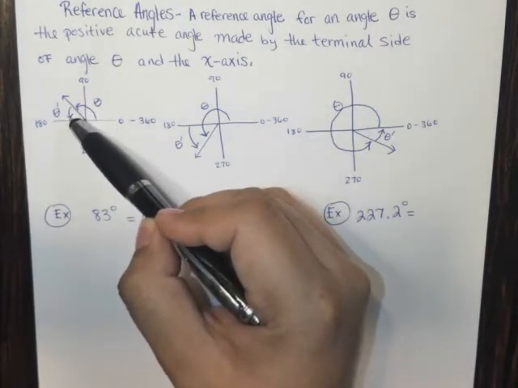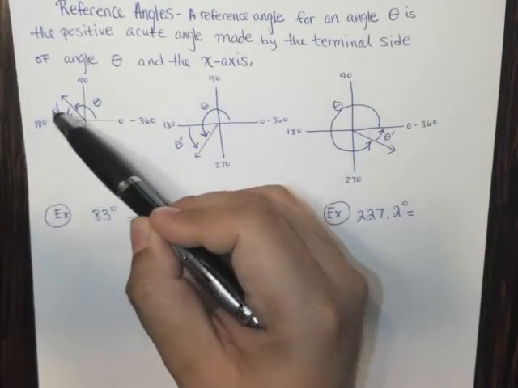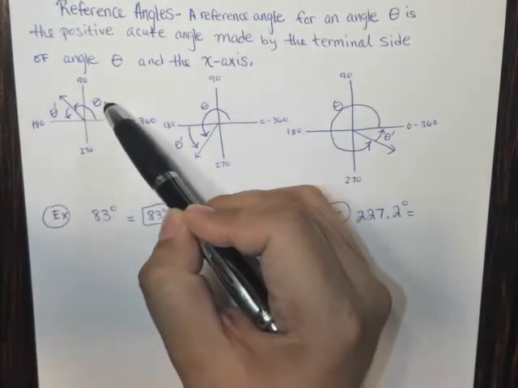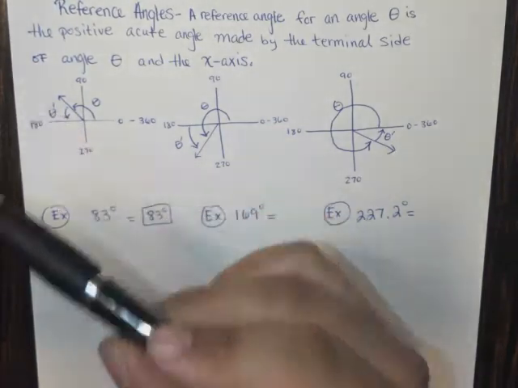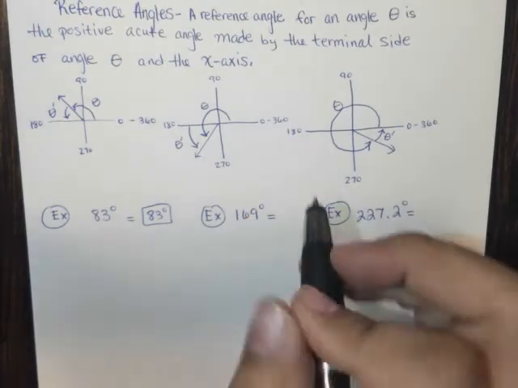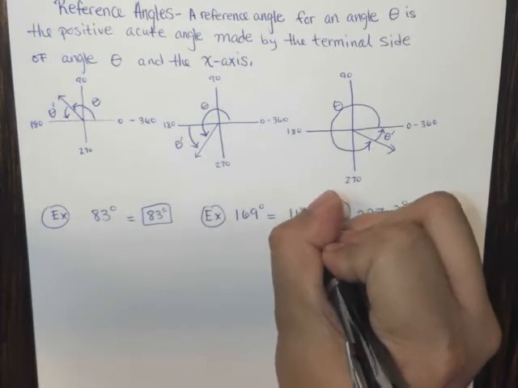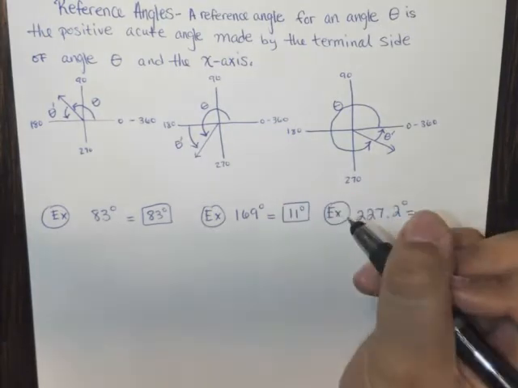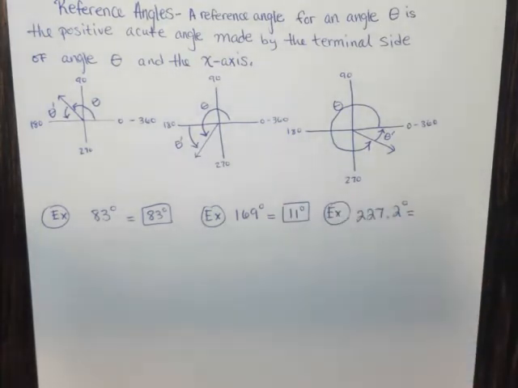And how would we calculate that? Well, that's really simple. You just say 180 minus whatever the angle theta is, and that'll give you your reference, which I call theta prime. So 180 minus 169, so the reference angle here is just going to be 11 degrees. All right, that's the reference.